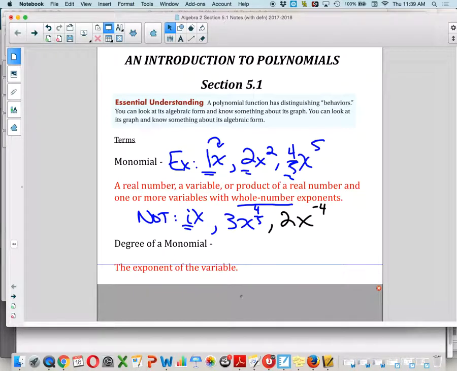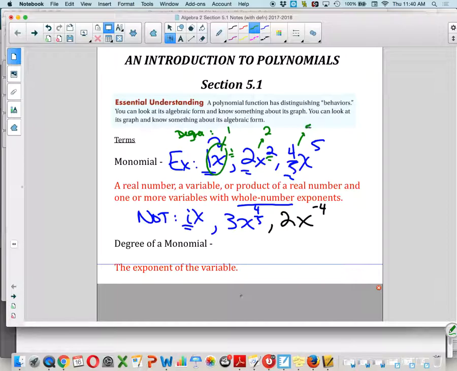The degree is defined as the exponent on the variable. So when I ask for the degree of a monomial, that is the exponent on the variable. In this case, I'll put the degree up above. The degree of 1x is 1. The degree of 2x squared is 2. But because of the exponent, not the coefficient, the degree of 4/5 x to the 5th is 5. The degree of 4x to the 7th is 7.